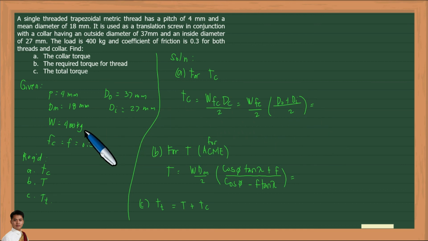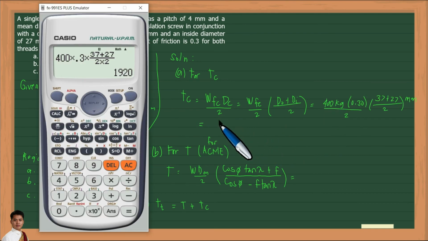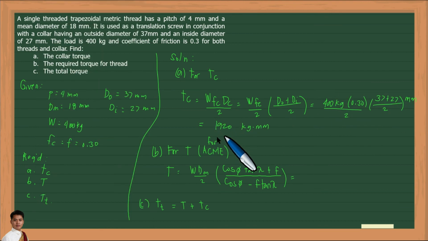So yung ating weight ay 400 kg. Kung gusto natin gawing Newton, okay lang din. So wala namang required na unit ng torque dito. Yung F sub C, parehong 0.3 or kapareho ng F. And then D sub O tsaka D sub I, so 37 and 27. So substitute lahat ng value. Masosolve natin yung T sub C na 1,920. So ang unit, ito ay naka-kilogram millimeter. Kung gusto natin gawing Newton millimeter, okay lang din. So multiply lang natin ng 9.81. So wala namang required unit yung letter A. So ito na yung ating sagot for T sub C.